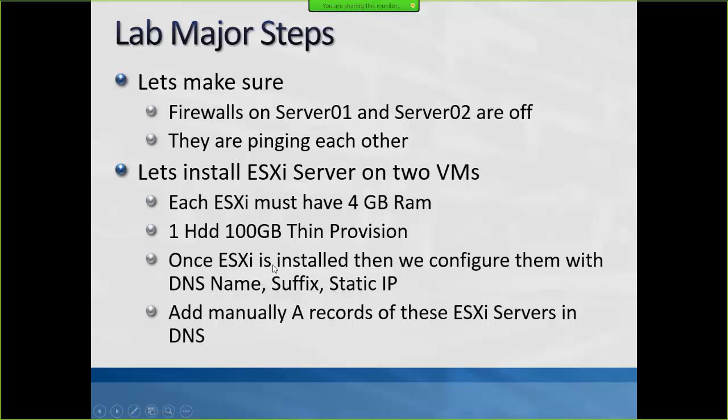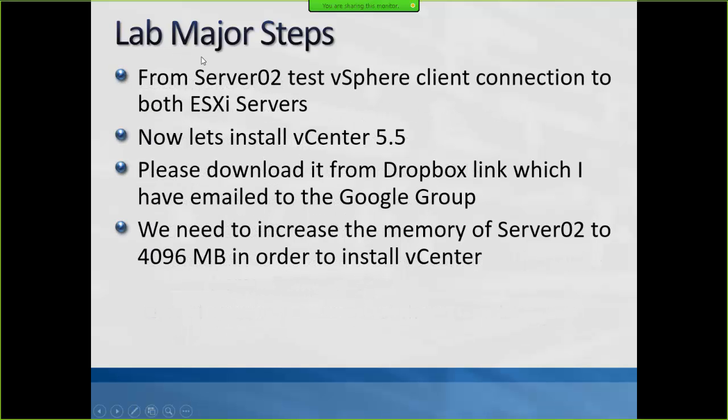Some repetition of the major lab steps: server 2 test, and vSphere client connection to both ESXi servers. We did a client connection from the vSphere client to the ESXi servers. Then we installed vCenter. Did anyone have to increase the memory for the vCenter when installing it on server 2? Did it give any message that you have to increase to 4 GB RAM if you want to do this?